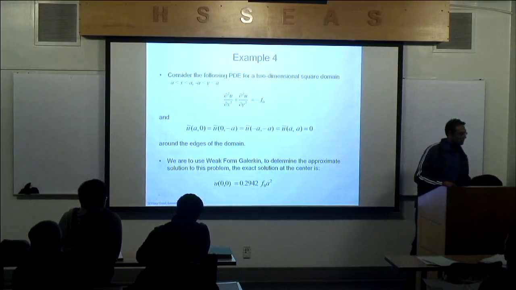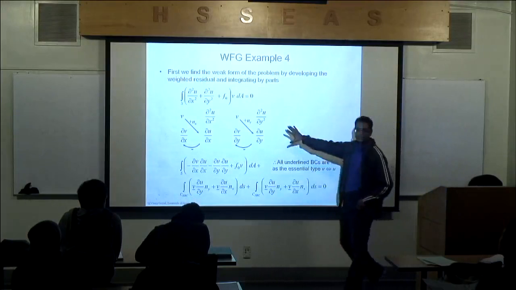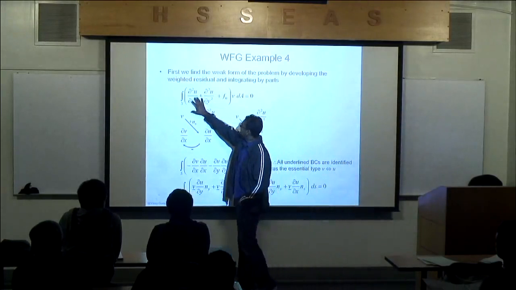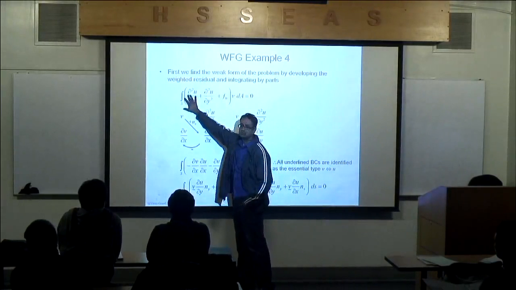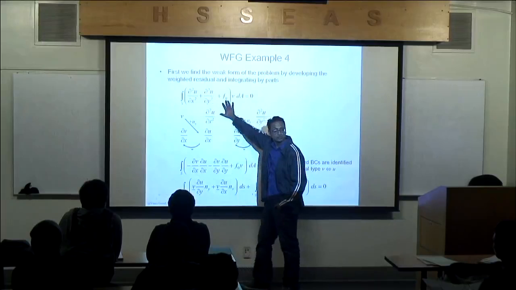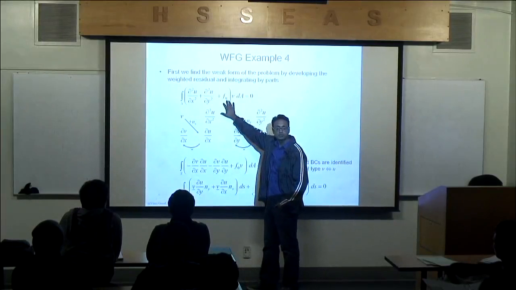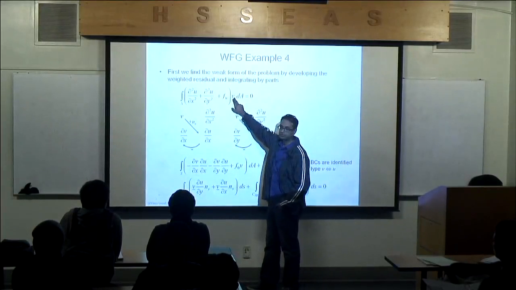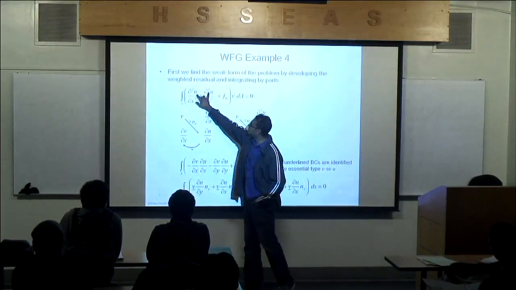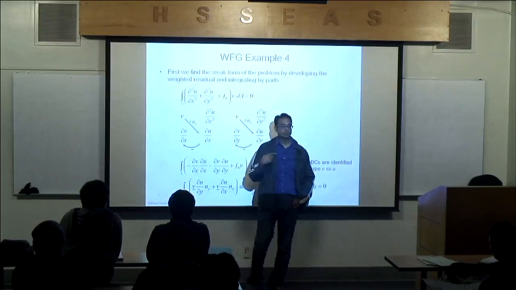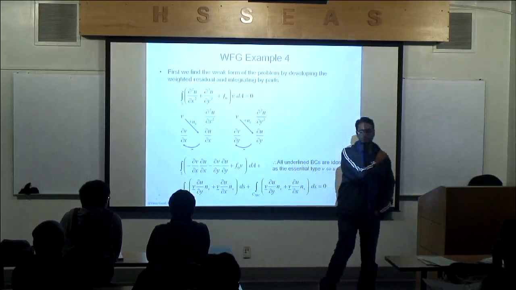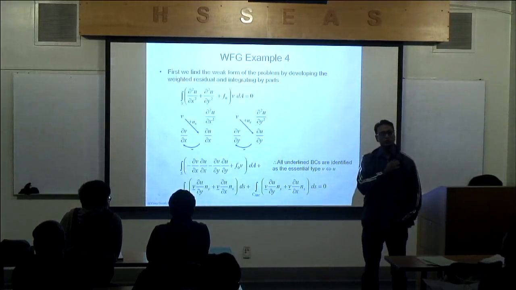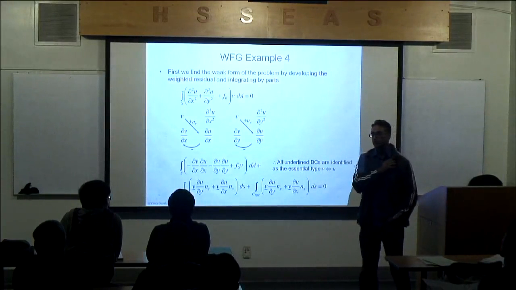So again, don't get too nervous. It's not that hard. I take the differential equation. I construct the residual. Are you paying attention? I take the residual and make it orthogonal to the weight function. And now I have two derivatives here. I don't want that. I want to be able to split or reduce the order of differentiation from 2 to 1.